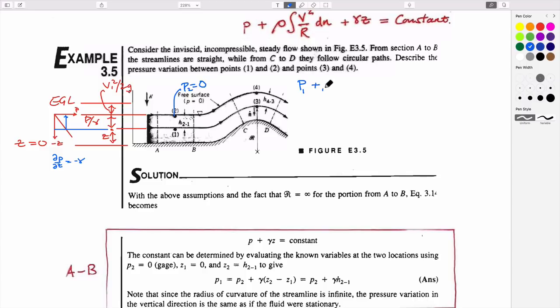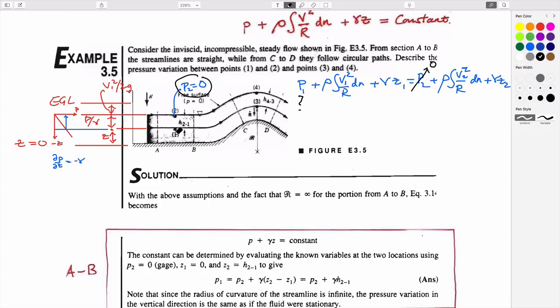P1 plus rho integral V1 squared over R dn plus unit weight Z1 is equal to P2 plus rho, the same integral, V2 squared over the radius multiplied by dn plus unit weight times Z2. What do we know? We know that P2 is equal to 0. We know that P1 is what we don't know.